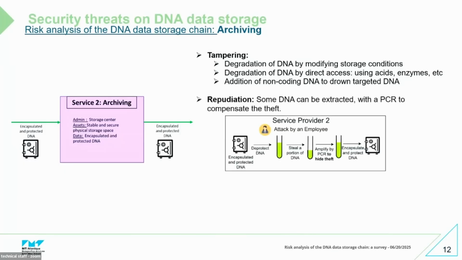Another attack relies on repudiation. Here an attacker has direct access to the DNA and will steal part of a DNA pool, and then to hide the theft, we can imagine that an attacker can do a PCR to amplify the remaining DNA, and then replace the DNA in its protected state, thus hiding his theft.